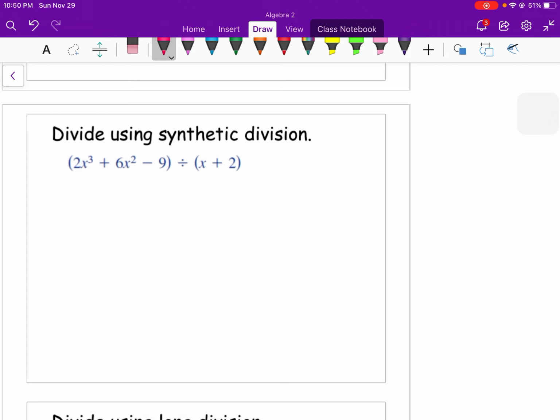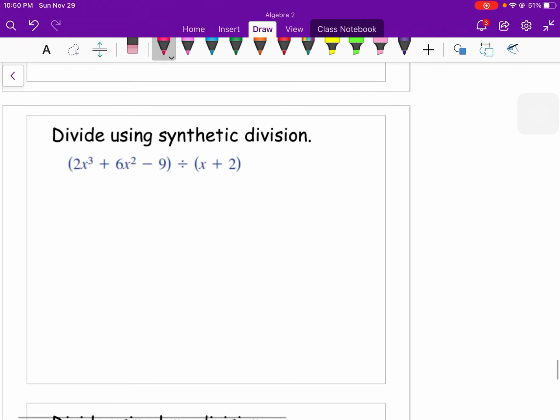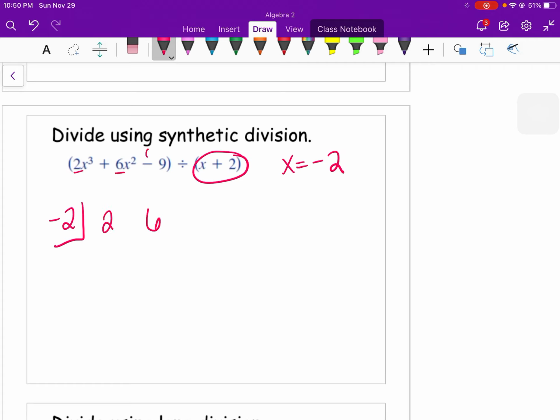Now synthetic division is similar. So we use synthetic substitution. First you solve this one. So you'd say x is going to equal negative 2. So I'm going to plug in negative 2 synthetically. So write down the coefficients. So 2, 6. I'm actually missing the x term, so you have to add a 0 for x and then negative 9.